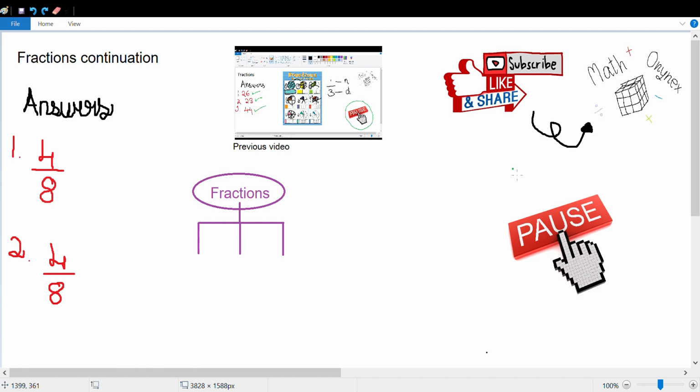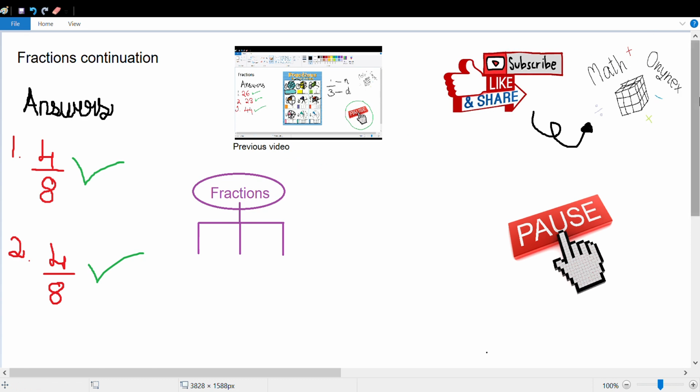Whenever I highlight this pause button, please pause the video and think for yourself and come up with an answer. Now, these are the answers for my previous video's questions. Let's see if you're right. Perfect. If you've got it, you're definitely an artist at math. Now, let's go even deeper into fractions.